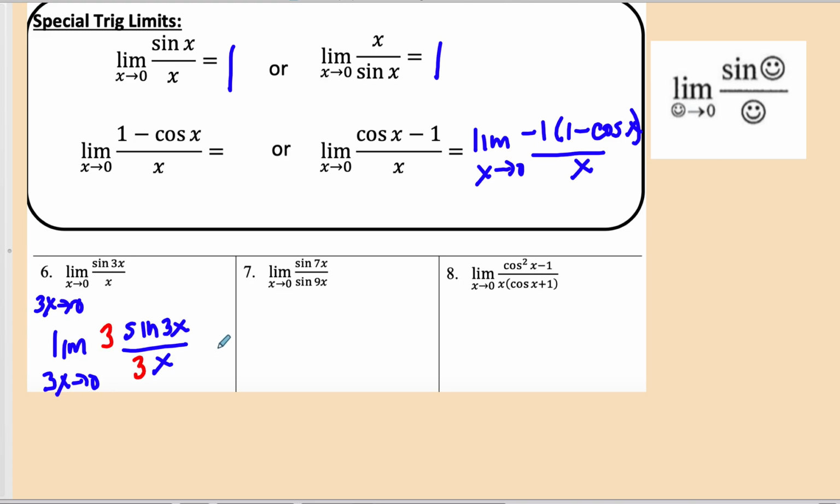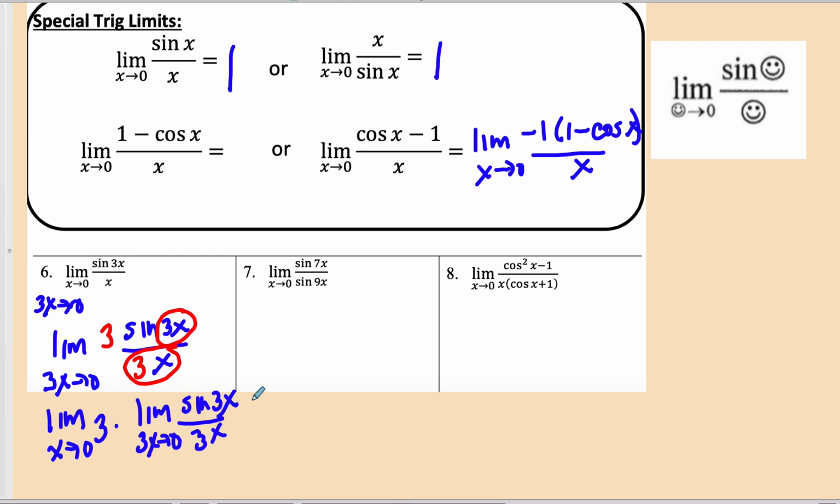Now, what happens now is that this angle really right here matches the denominator. And all I did was multiply the top and bottom by 3. So now this is a product. I'm going to write the limit as x approaches 0 of 3 times the limit as 3x approaches 0 of sine of 3x over 3x, which matches perfectly my smiley face idea. And so this limit will go to 1, and this limit is a constant, which is 3. So this answer will be 3.